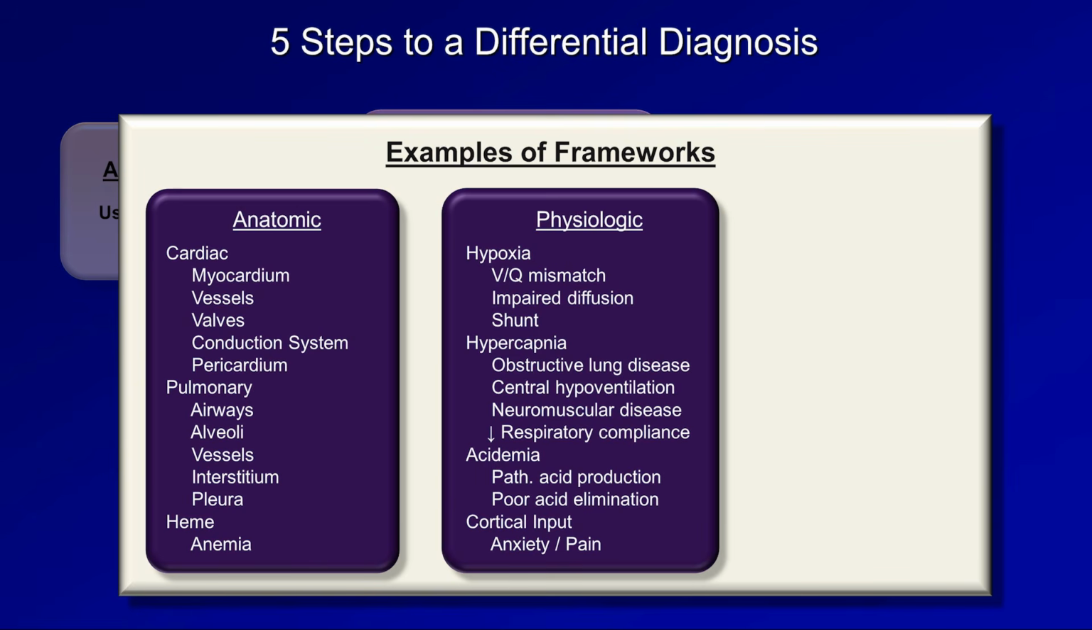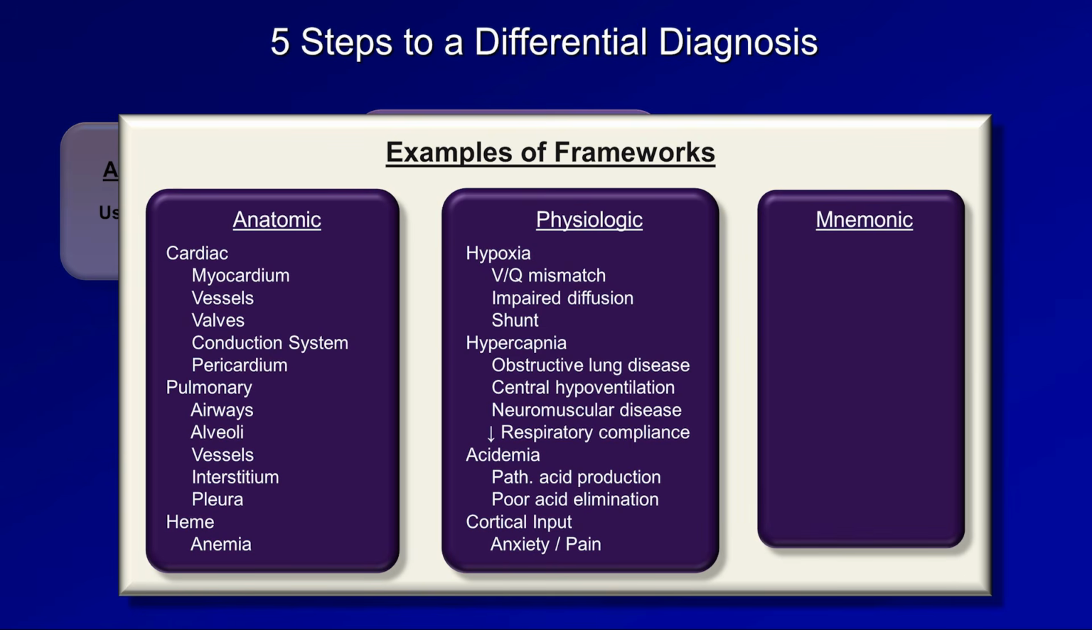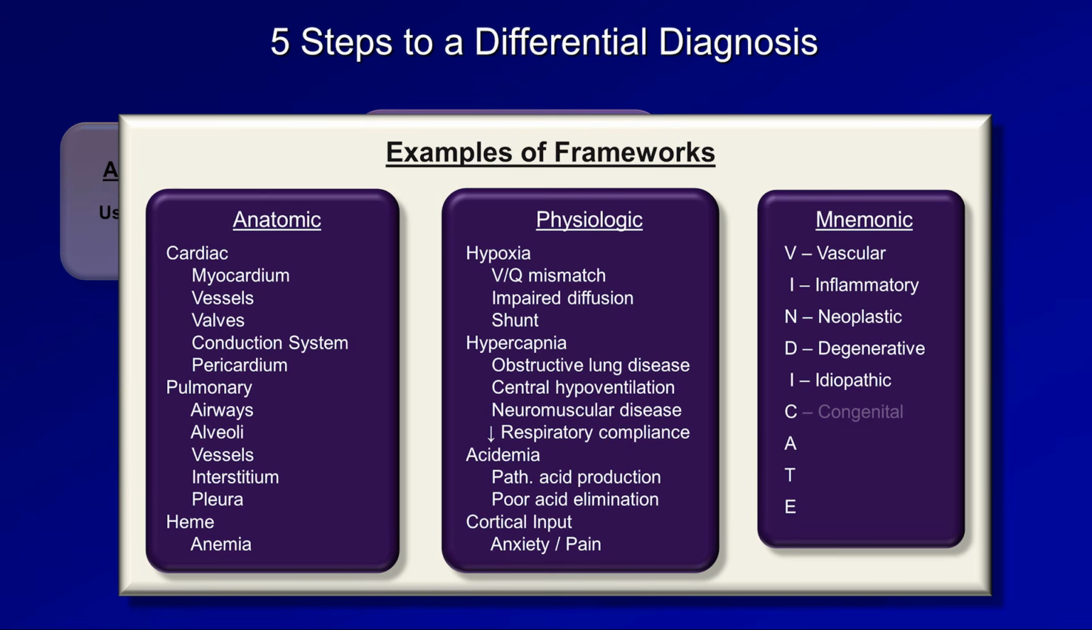One other type of framework that I feel both obligated and reluctant to mention is the mnemonic framework. I feel obligated because many medical schools still teach and expect their students to use it. I am reluctant because I think it is vastly inferior to other types of frameworks. But nevertheless, here it is. One such mnemonic that's taught is VINDICATE. The V stands for vascular, the I for inflammatory, the N for neoplastic, D is degenerative, the second I is idiopathic, C is congenital, A is autoimmune, T for traumatic, and lastly E for endocrine.